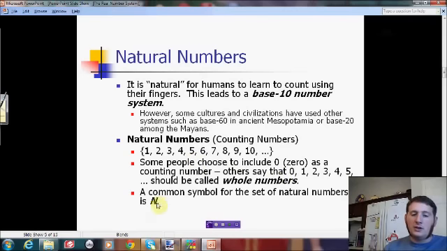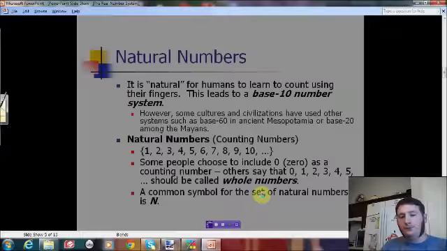But before we go on to integers, worth mentioning is that mathematicians are notoriously lazy. We like to invent all kinds of symbols and shortcuts for things. And so when you're talking about the set of natural numbers, you'll often just refer to it as a capital letter N.